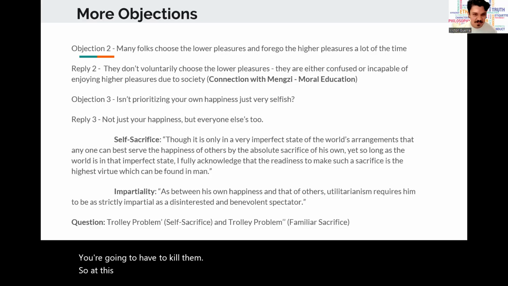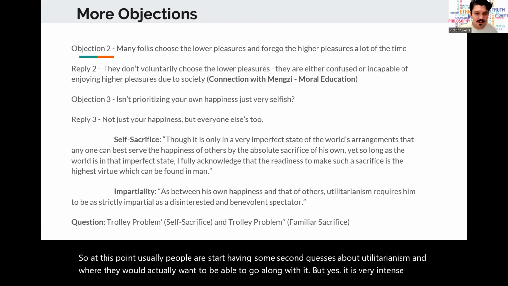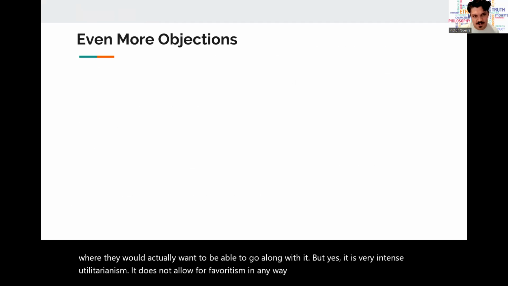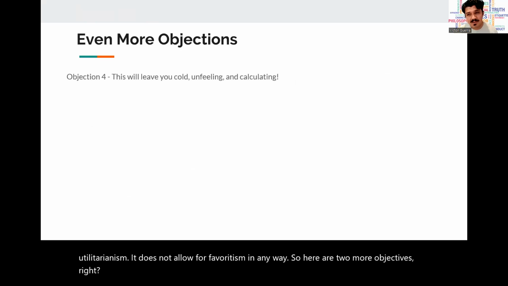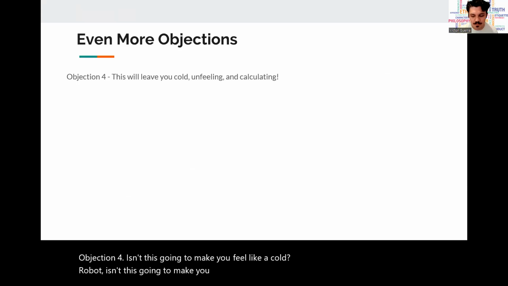So at this point, usually people start having some second guesses about utilitarianism and whether they would actually want to be able to go along with it. But yes, it is very intense, utilitarianism. It does not allow for favoritism in any way. So here are 2 more objections, right? Objection 4. Isn't this going to make you a cold, callous robot that's just making calculations all the time?